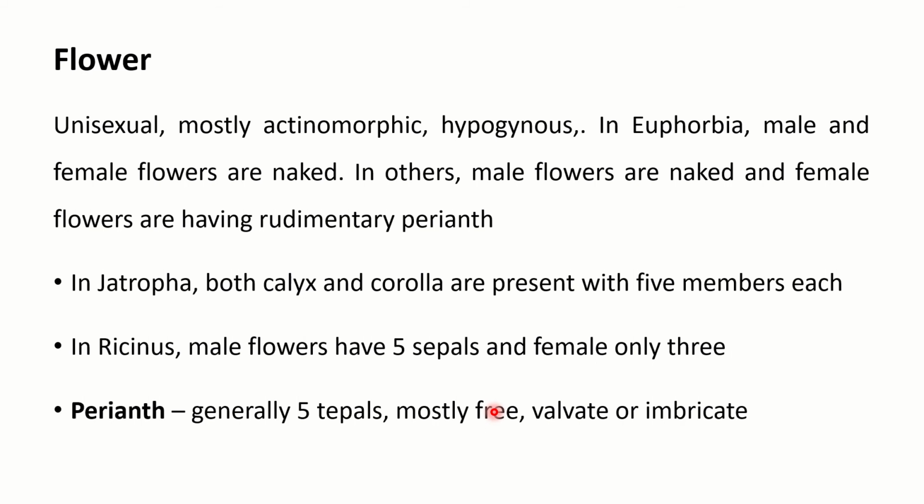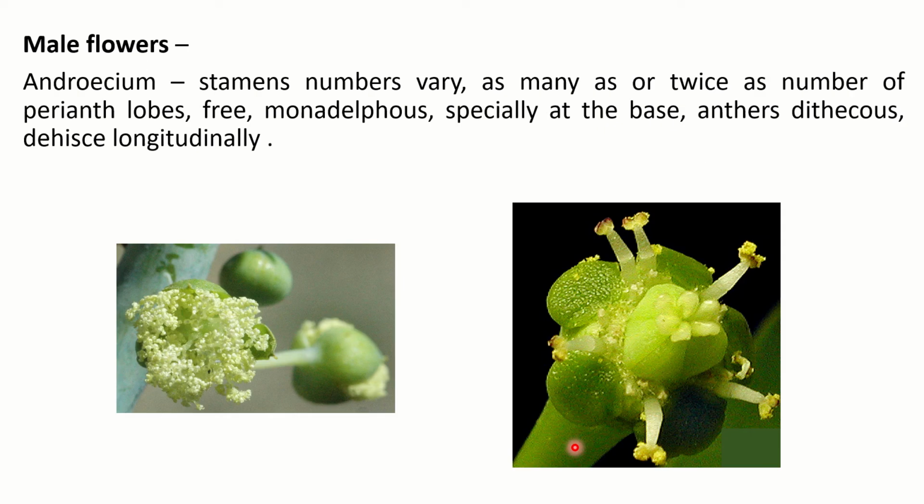Sometimes perianth is totally absent. Now we'll come to male flowers. It has got 5 stamens that are generally free. Stamens though vary in number, as many as twice as the number of perianth lobes. They are free, monadelphous, and especially at the base.